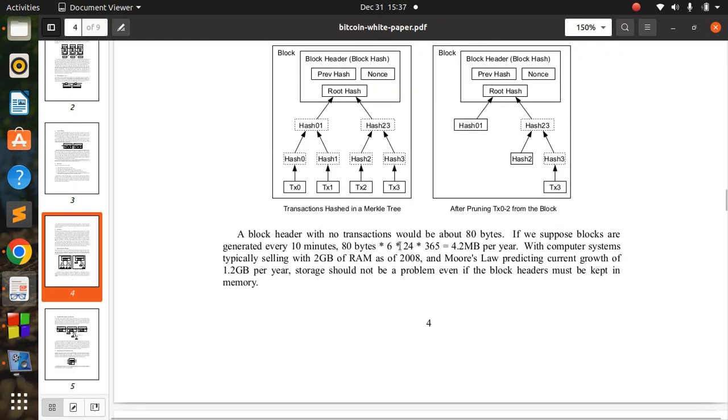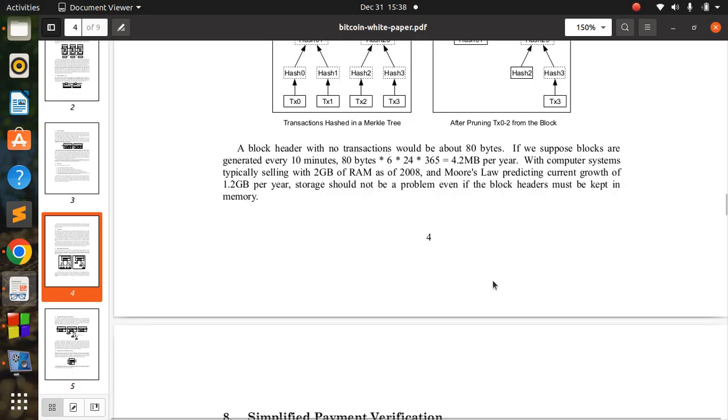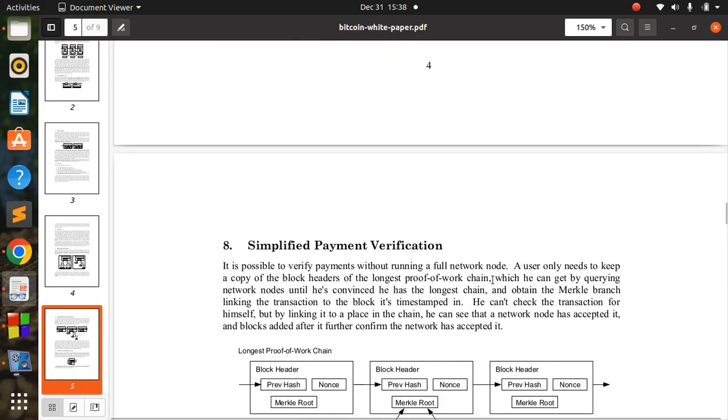Okay, and to facilitate this, where am I? A block header with no transactions would be about 80 bytes. Don't worry yourself about this jargon, but you can do well to memorize this. If we suppose blocks are generated every 10 minutes, 80 bytes times 6 times 24 times 365 equals 4.2 MB per year. With computer systems typically selling with 2 gig of RAM as of 2008, and Moore's law predicting current growth of 1.2 gig per year, storage should not be a problem, even if the block header must be kept in memory.